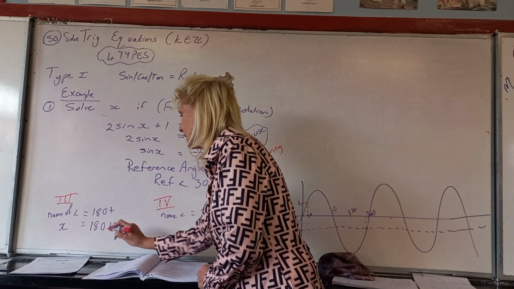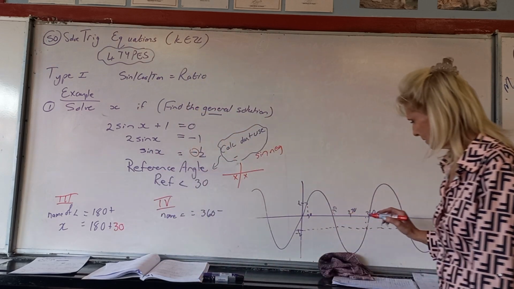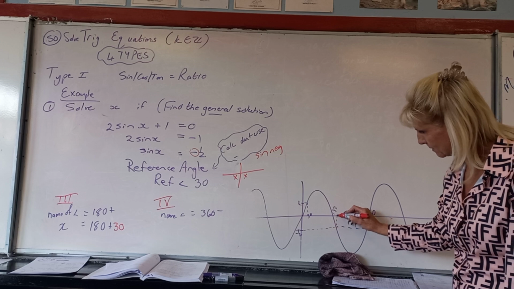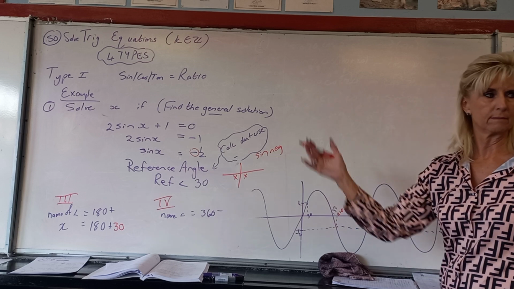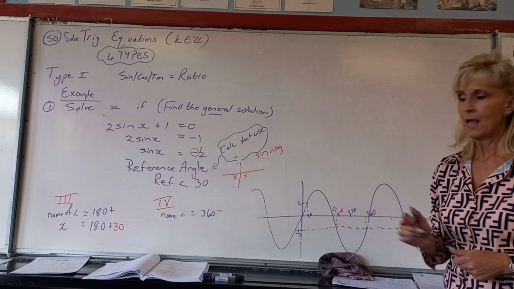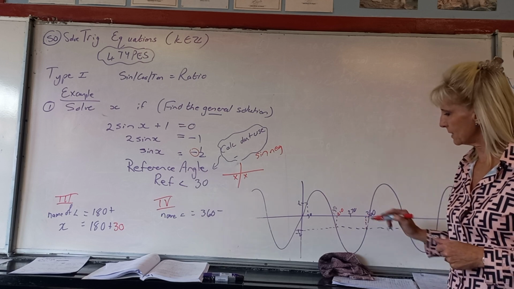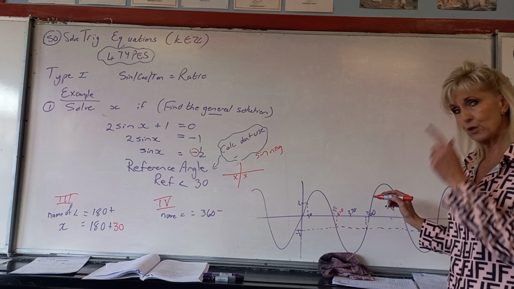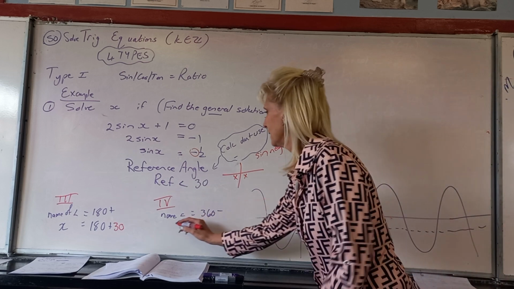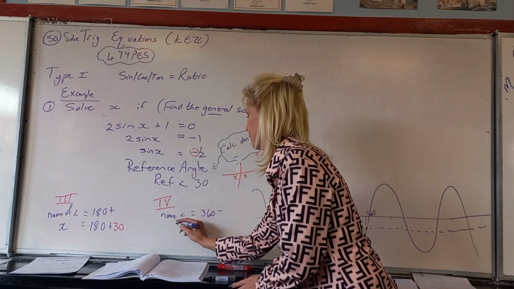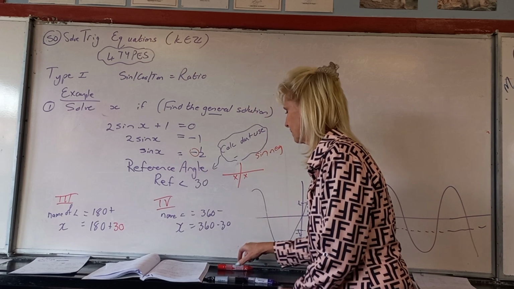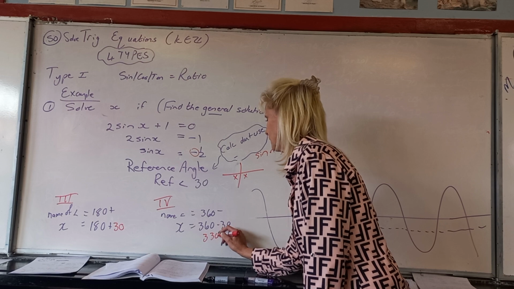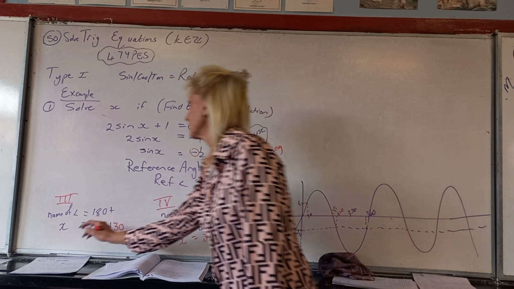And that's not all, because now I've got 210, which I know was supposed to be here, right? 180 plus 30 is 210. I've got one answer out of a million. Infinitely many. How will I get to this one? This will be 360 minus 30, which would give me 330, right?